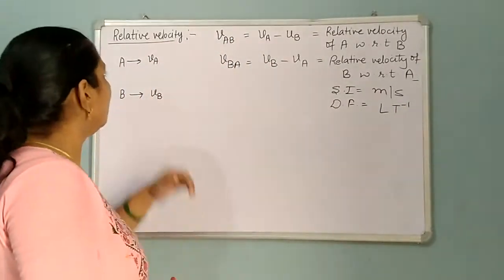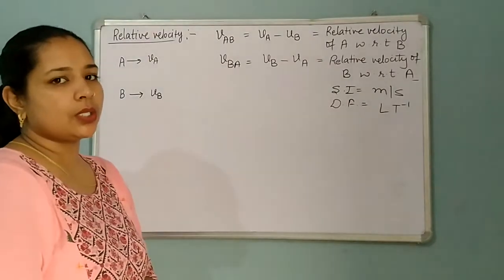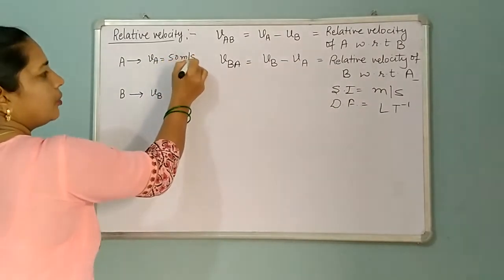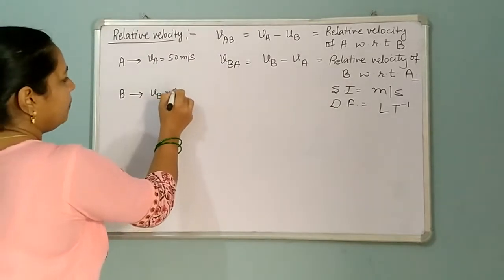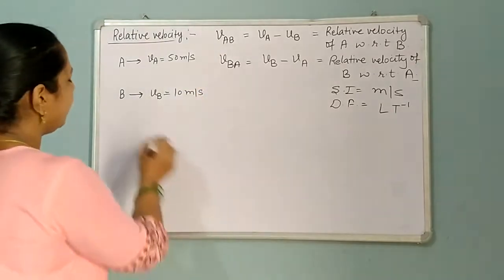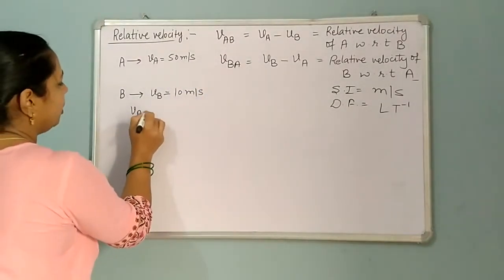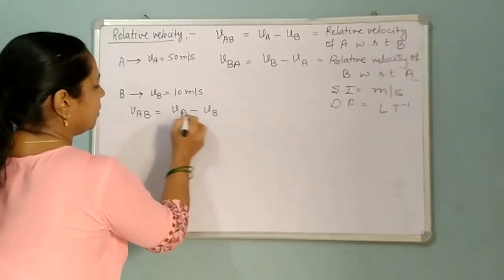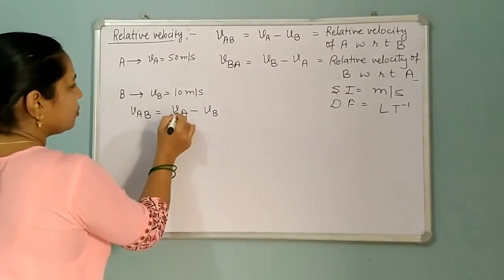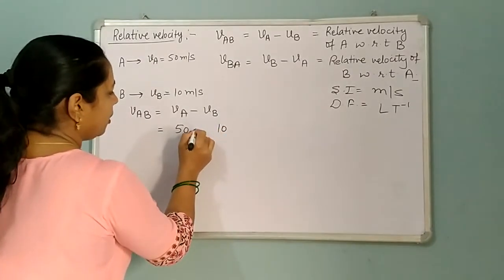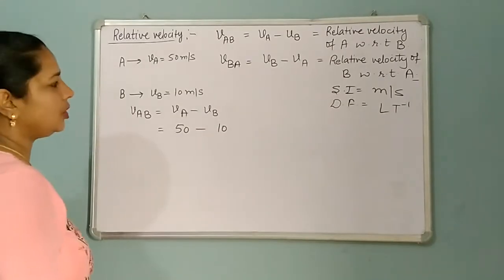How will we solve relative velocity questions? Like this. Suppose these are the two bodies. A is moving with a velocity of 50 meter per second and B with 10 meter per second. Then how will we find out V of AB? V of AB means VA minus VB, and then we will use their values. VA is 50 and VB is 10, and we have to subtract these two.